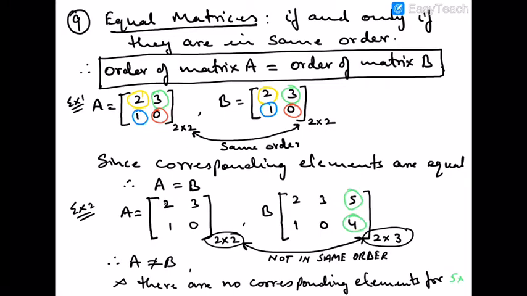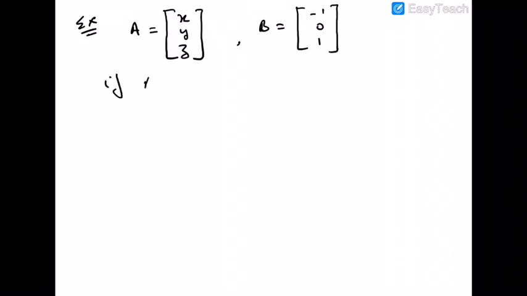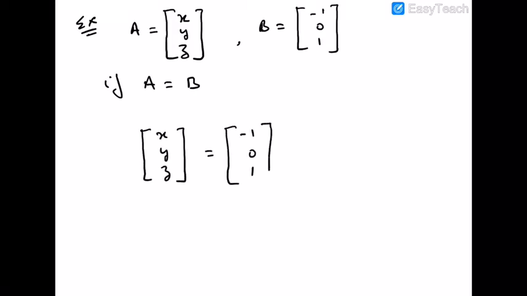Now let's take one more example where A is a column matrix x, y, z and B is also a column matrix -1, 0, 1. So if A is equal to B, then we can write matrix x, y, z is equal to matrix -1, 0, 1. Now the corresponding values are x is equal to -1, y is equal to 0 and z is equal to 1. So we can write x is equal to -1, y is equal to 0 and z is equal to 1 here.